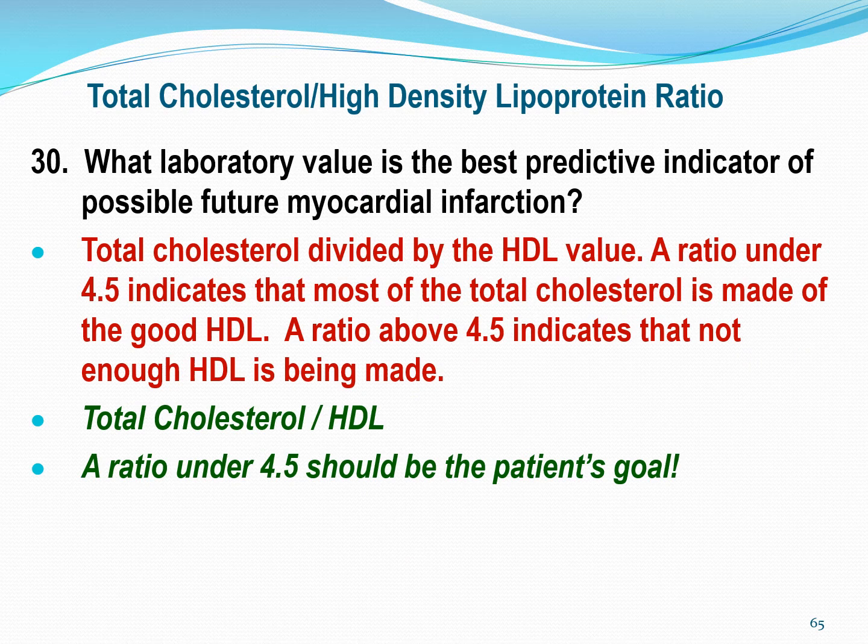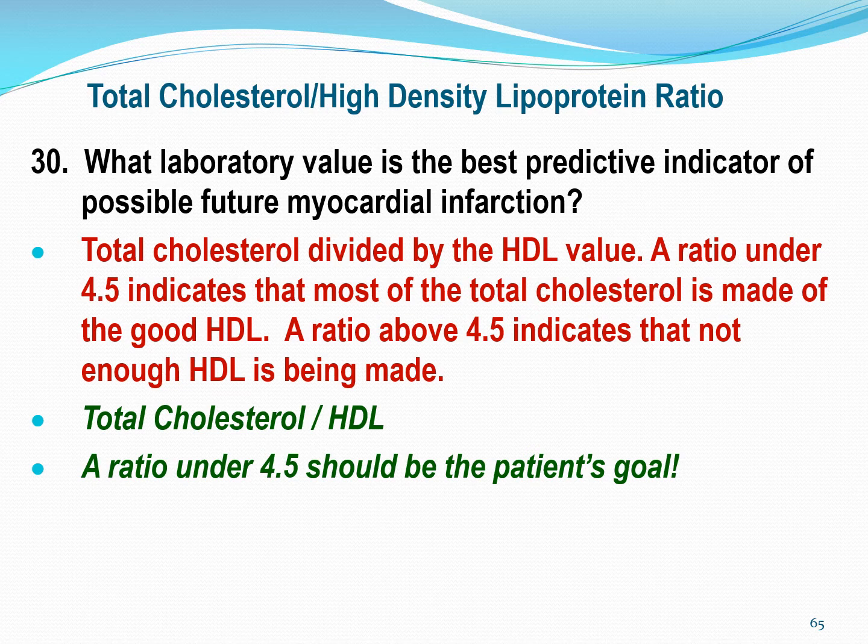So which laboratory value is the best predictive indicator of a possible future myocardial infarction? What test can tell us that we're at the highest risk of having a heart attack at some point, right? Total cholesterol divided by the HDL value, okay? A ratio under 4.5 indicates that most of the total cholesterol is made up of good HDL. A ratio above 4.5 indicates that not enough HDL is being made. So total cholesterol divided by HDL.